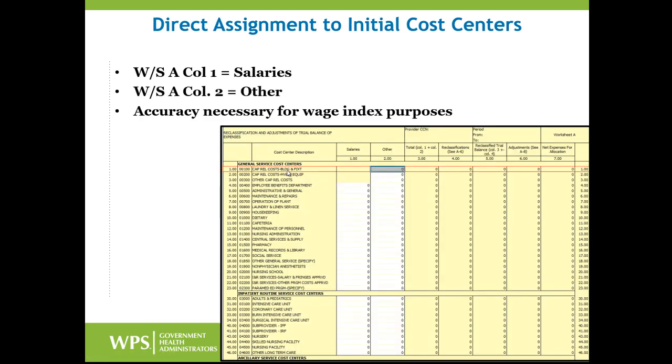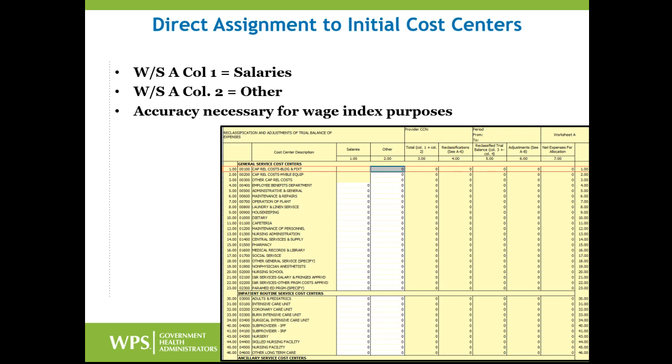The next topic I wanted to bring up is the direct assignment to what I'm calling the initial cost centers. So I'm not talking about the direct assignment that we'll see later on, where that's directly assigning overhead to a revenue-producing cost center. I'm just talking about essentially, again, the grouping. Direct assignment and grouping are essentially the same thing. But the issues I'm bringing up now are on worksheet A.